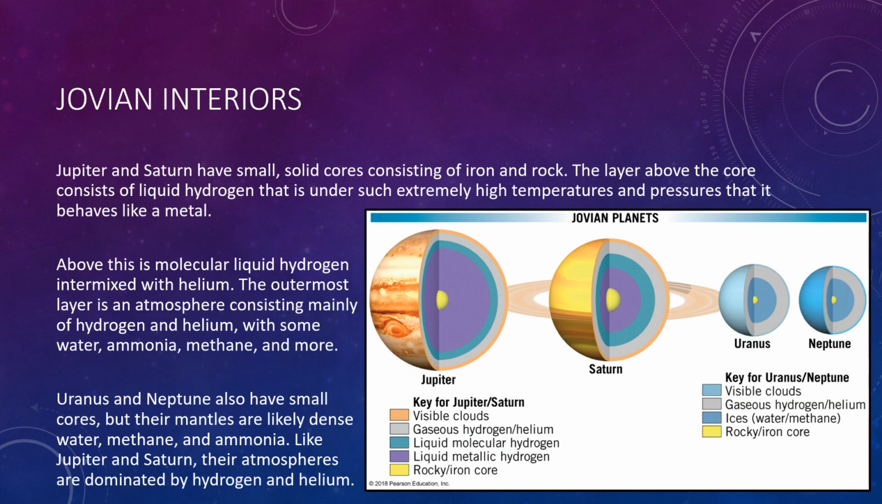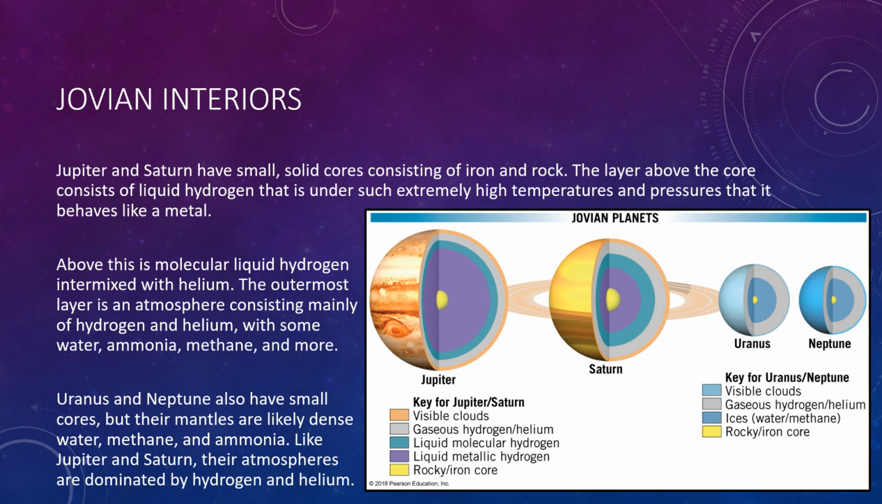The 2 largest Jovian planets, Jupiter and Saturn, likely have small, solid cores consisting of iron compounds, quite like the cores of the terrestrial planets. And they also have rocky materials similar to Earth's mantle. Progressing outward, the layer above the core consists of liquid hydrogen that is under extremely high temperatures and pressures. Substantial evidence indicates that under these conditions, hydrogen behaves like a metal in that it allows electrons to move freely and efficiently conduct both heat and electricity.